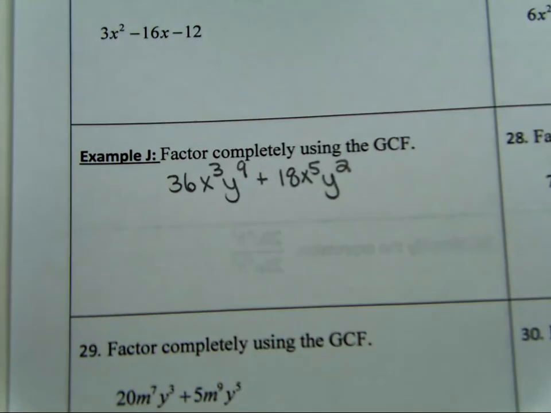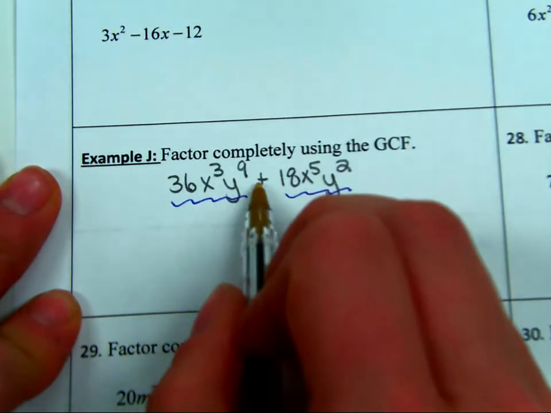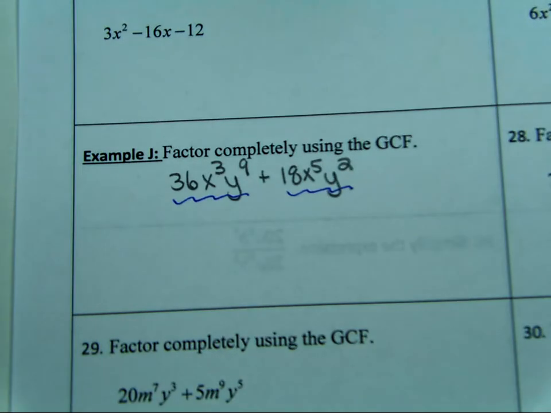All right, last factoring example. It says factor completely using the GCF. GCF stands for greatest common factor. So we're going to be looking at these two terms. Again, terms are separated by either a plus or a minus sign. And I look at what they have in common.